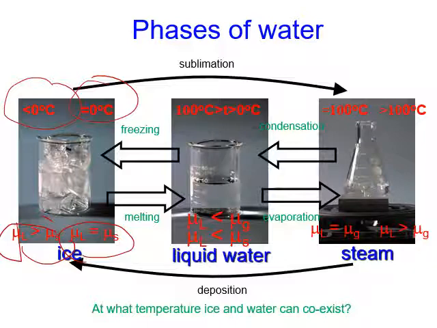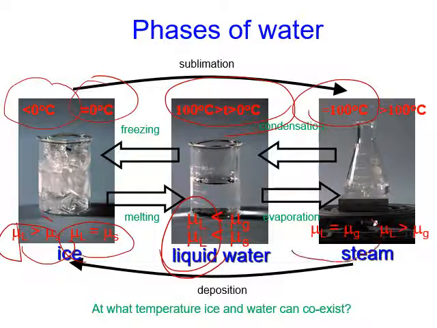Between 0 degrees and 100 degrees, liquid water is the most stable phase. So if you have gas phase, it will condense. If you have ice, it will melt, and therefore the chemical potential of the liquid is the lowest, lower than gas phase, lower than the solid phase. At 100 degrees, liquid water and steam are in equilibrium, so they have the same chemical potential. Above 100 degrees, steam becomes the most stable phase, and so steam has a chemical potential lower than liquid or solid.